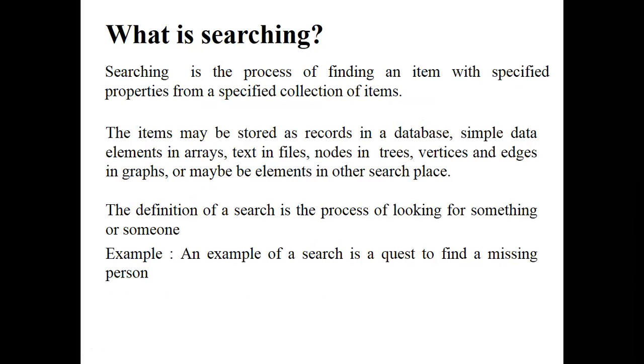What is searching? After discussing arrays, we are on search: how we can search the data from the arrays. Searching is a process to hunt out any item you place in your computer or in your machine at a specific location. The item may be stored as records in a database, simple data elements in arrays, text in files, nodes in trees, vertices and edges in graphs, or maybe elements in other search places. The definition of search is the process of looking for something or someone. You know the meaning of searching. An example of searching is a quest to find a missing person.